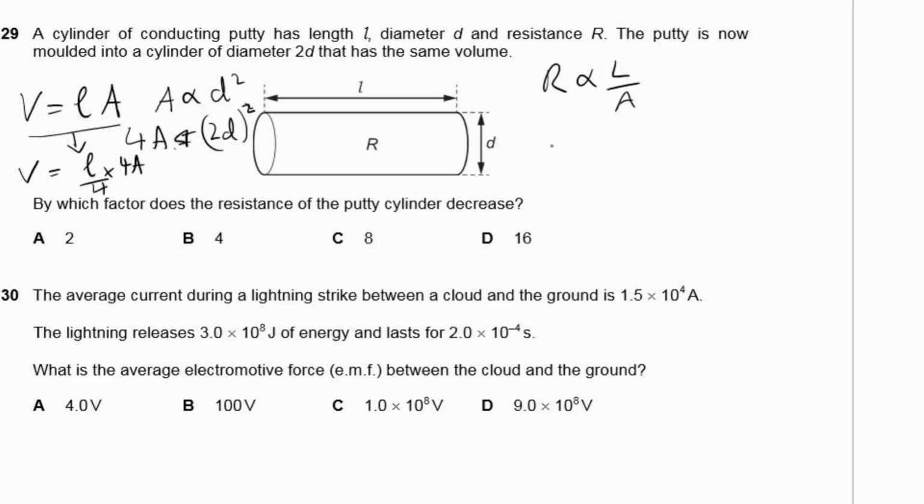That's pretty harsh, but it's how we begin. So we've got resistance is proportional to L over A. So what happens if we change the length to 1/4? We've now got 1/4 of the length. The area is now 4 times the area, which gives us 1/16 times L over A, which is 1/16 times the original resistance.